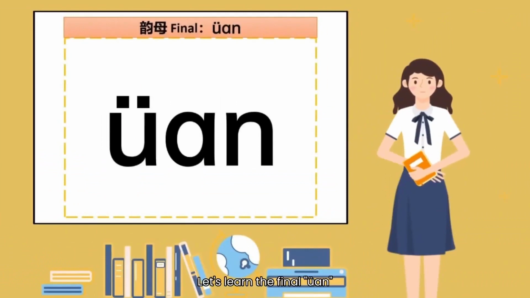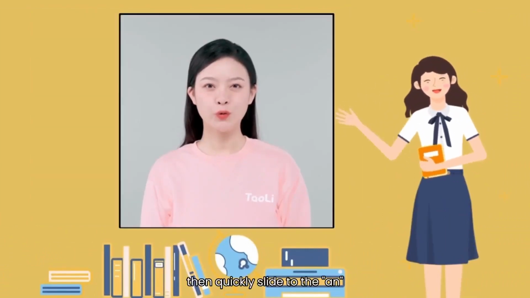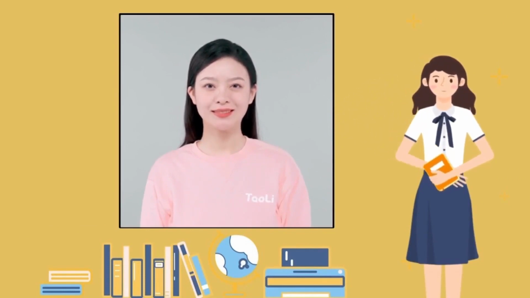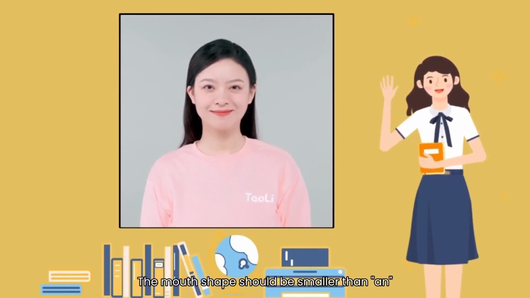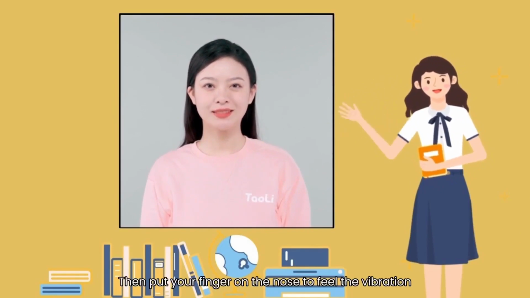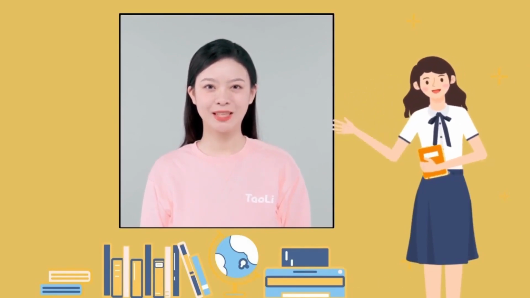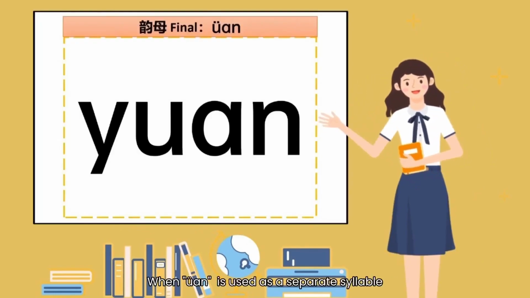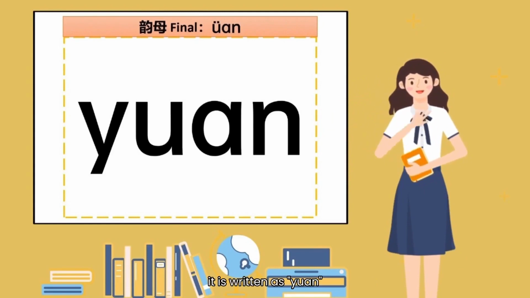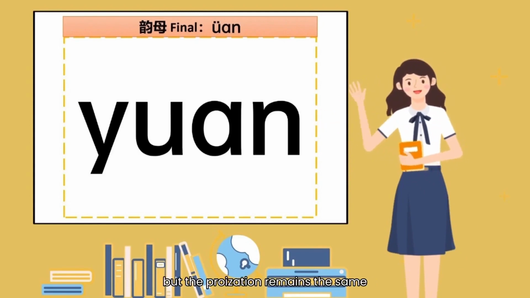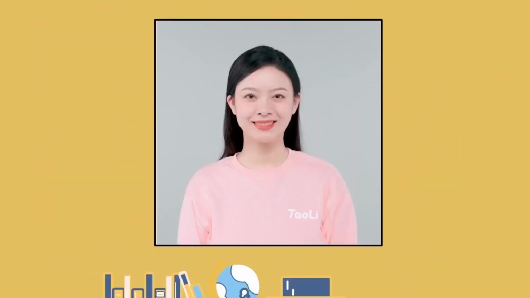Let's learn the final 渊. Pronounce the U first, then quickly slide to the an. The mouth shape should be smaller than an. Then put your finger on the nose to feel the vibration. 渊. When 渊 is used as a separate syllable, it is written as 渊, but the pronunciation remains the same.